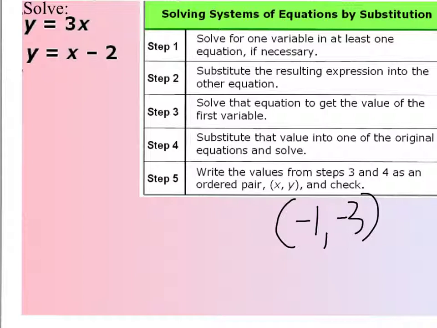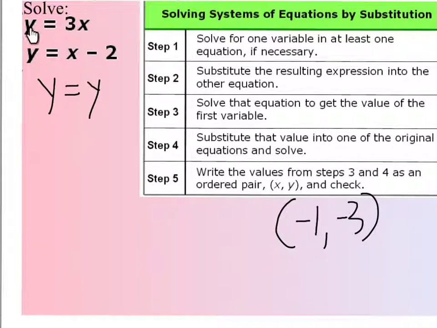In our first example here, we have y equals 3x, and we also have y equals x minus 2. Both equations have y isolated by itself. So when it's like this, it's pretty easy, because here's what I'm going to do. I know that y is equal to y because it's the same variable. So I'm going to say y equals y.